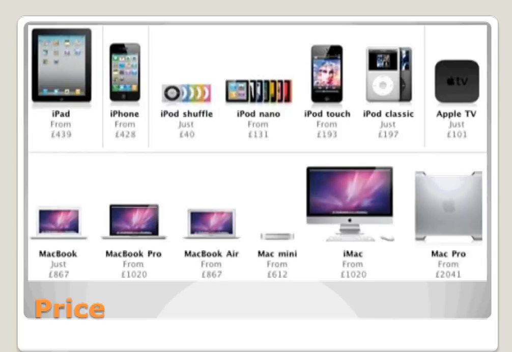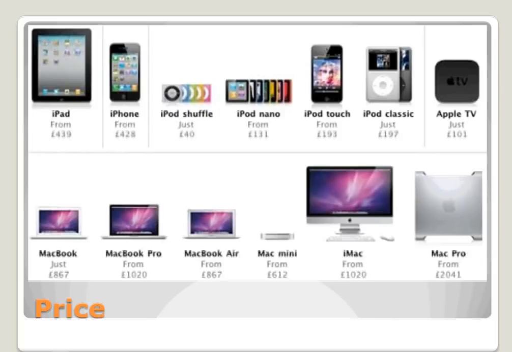The price. Apple products range in prices, from as low as $40 with the iPod Shuffle, all the way up to $2,041 with the Mac Pro. Now these are listed in pounds, you'll notice. Unfortunately, that's the only visual I could find, but it's roughly the same as far as prices. And so these price ranges on these products will effectively target different consumers.